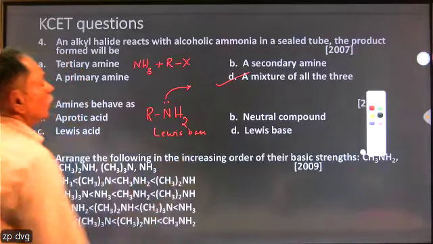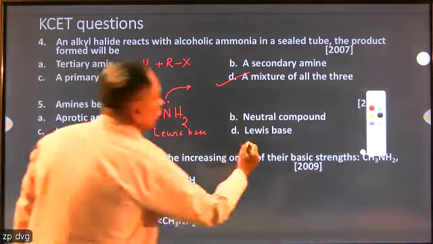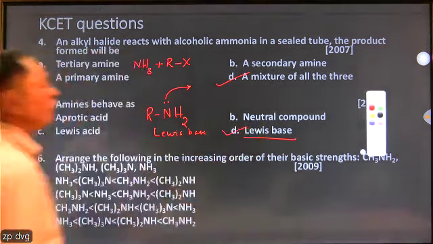So according to Lewis, a base is a substance which can donate a lone pair of electrons. So amines behave as Lewis base because of the presence of lone pair of electrons on nitrogen atom, which can be easily donated. So the answer is D, Lewis base.